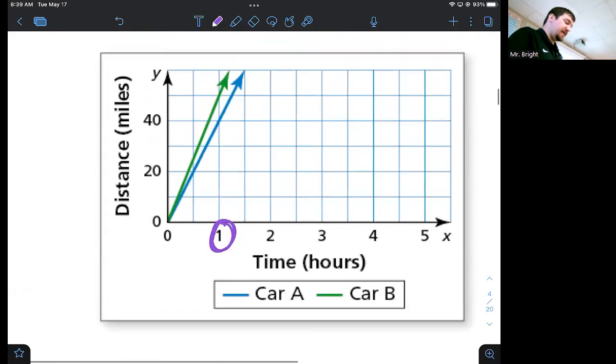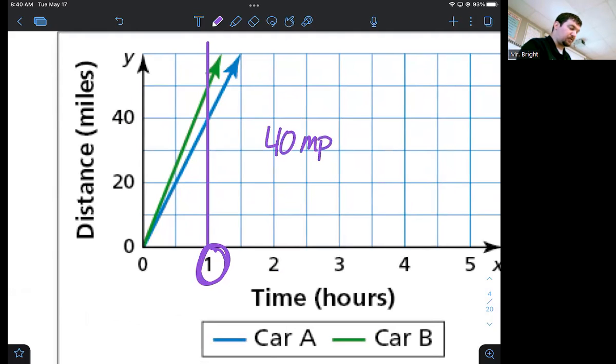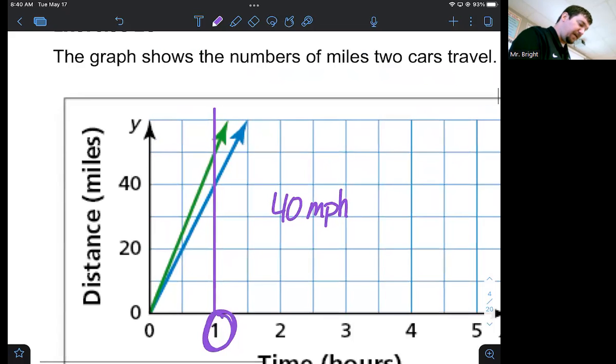For car A, and that's the blue one, how many miles does it travel? I'll just draw that line all the way through. How many miles does car A travel in 1 hour, Natalie? 40. That means car A's speed is 40 miles per hour. I know you're thinking it's rocket science. It's not. Well, it's nothing special. What about car B? How many miles does it travel in 1 hour, Branson? 50. Car B is traveling 50 miles per hour.